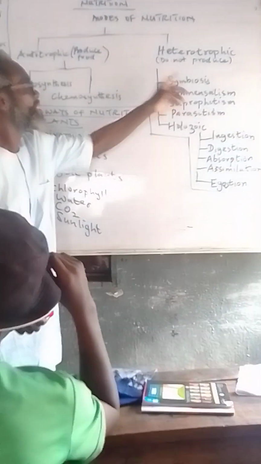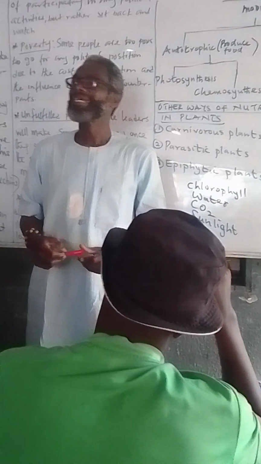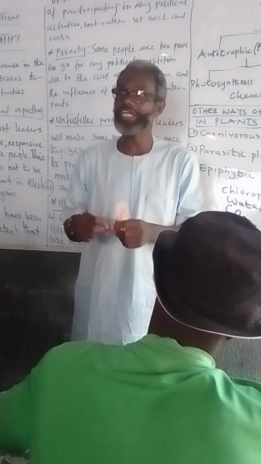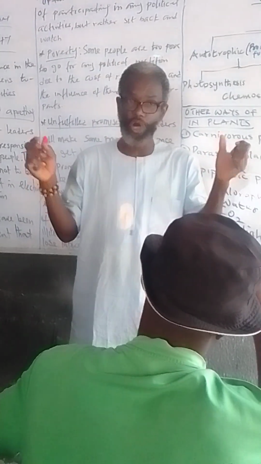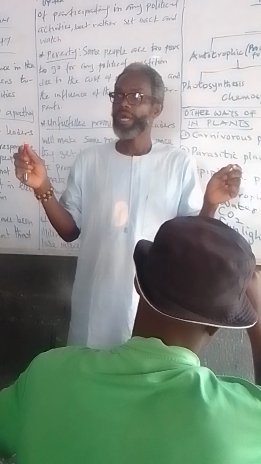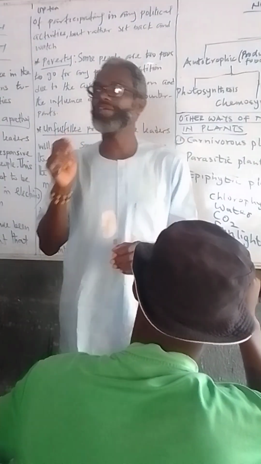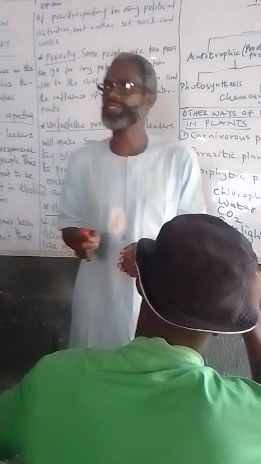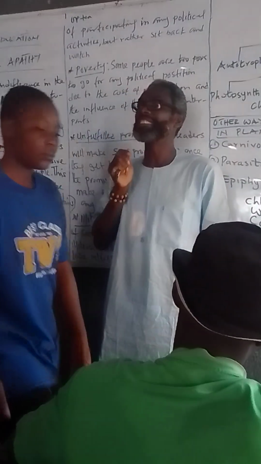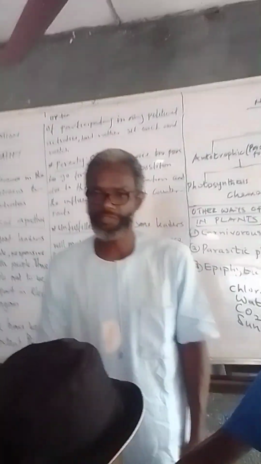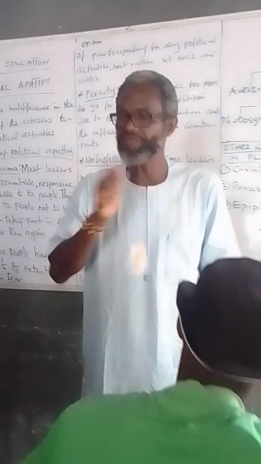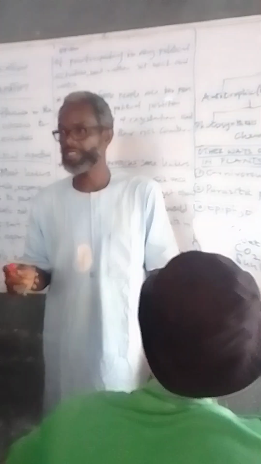One, symbiosis. Symbiosis is a relationship between two organisms. I'm going to give you the detailed notes later, but just listen. It's a relationship between two organisms where both benefit. None suffer. Both benefit.